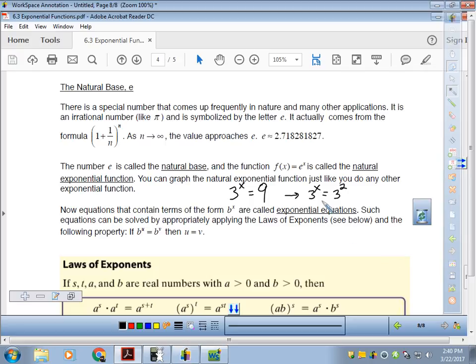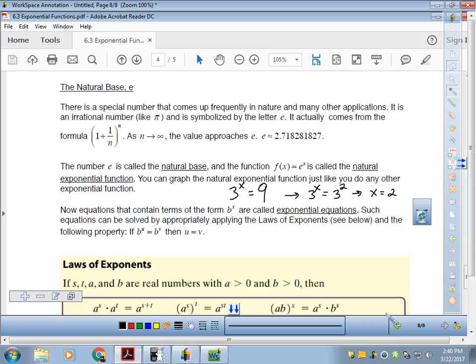Now, once we have this statement, 3 raised to the x equals 3 squared, if this is mathematically true, we know that x up here has to be equal to 2, because that's the only way these two things can be equal. If x is 5, 3 to the 5th does not equal 3 to the 2nd, so it doesn't work. So basically, if you can get them to the same base, then you can just set the exponents equal to each other, and you can figure out what your answer is.